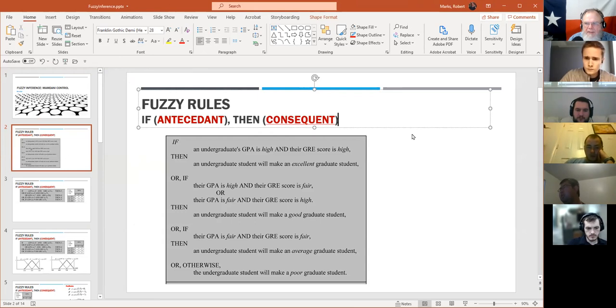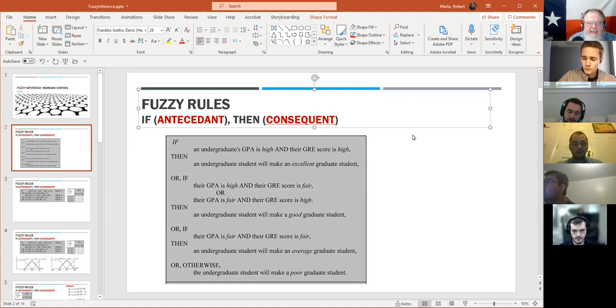Fuzzy rules usually have what's referred to as an antecedent and then a consequent. The antecedent is usually of the form if, and then you state an antecedent, then you have a consequent. And so we can generate a number of antecedents and consequents for admission to the graduate school using fuzzy linguistic variables. So let's go through and see if we agree with these fuzzy explanations. If an undergraduate's GPA is high and their GRE score is high, then an undergraduate student will make an excellent graduate student, right?